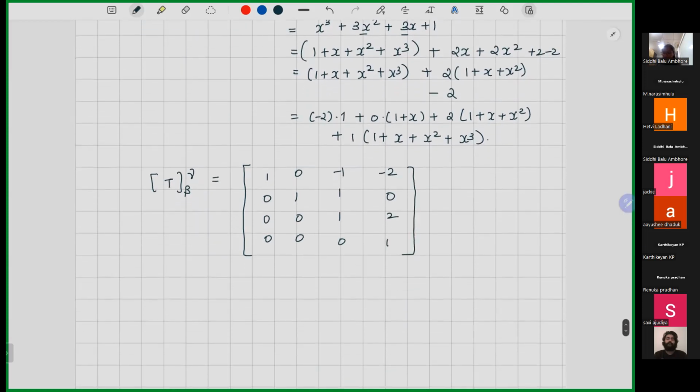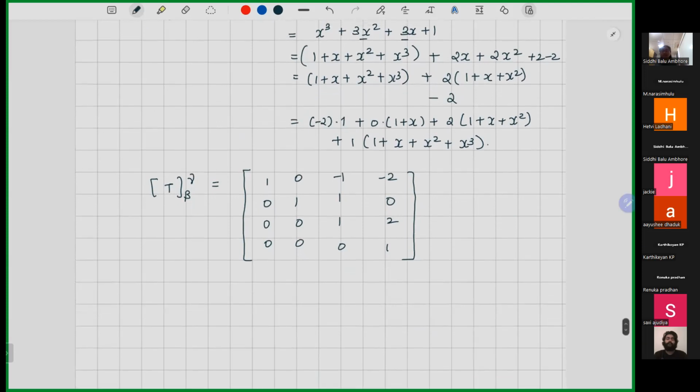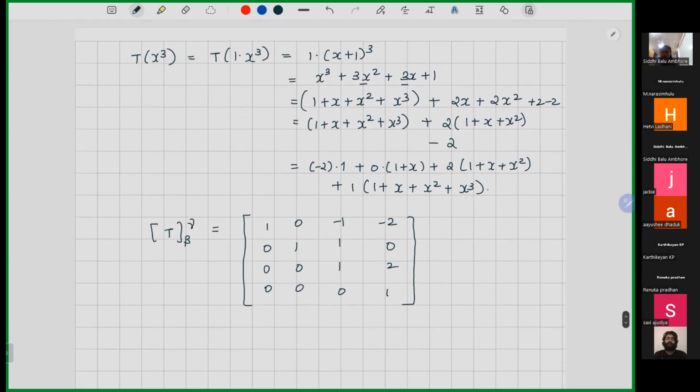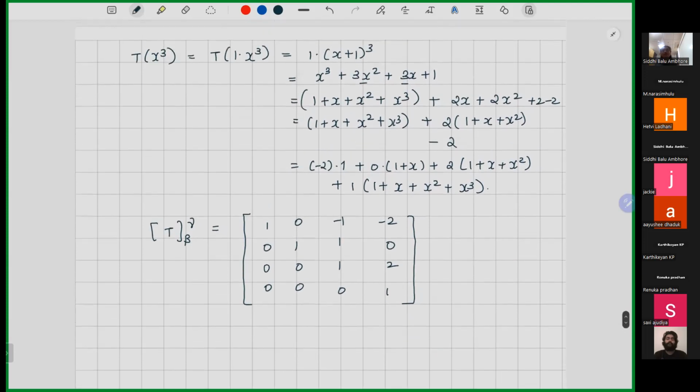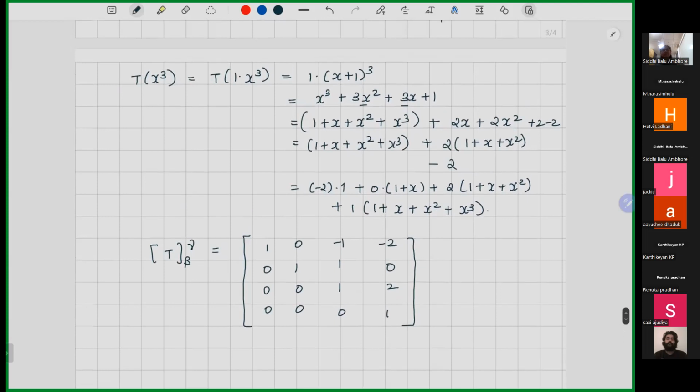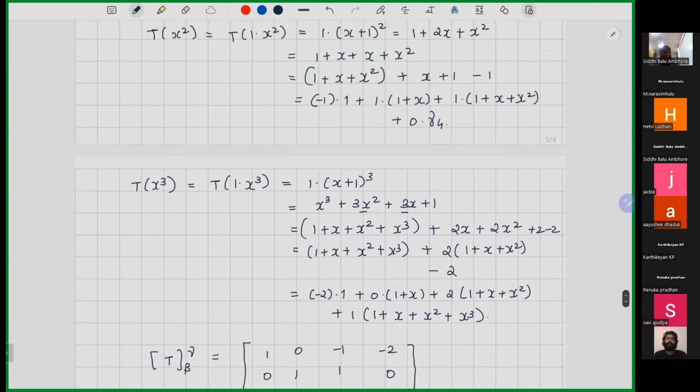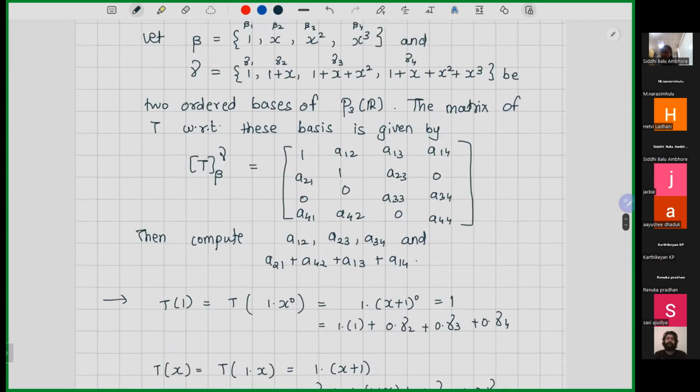Okay, any doubts here? This is my required linear transformation matrix, and this is the first non-trivial example which we did for a linear transformation matrix. So please understand it carefully if you have any doubt. And we were supposed to find this A12, A23, A34 and this summation. Okay, so let us do that.